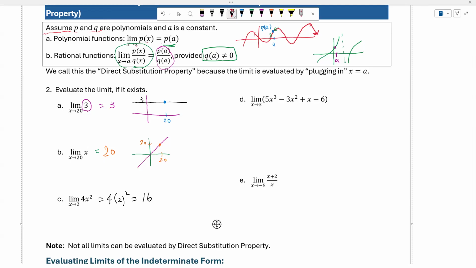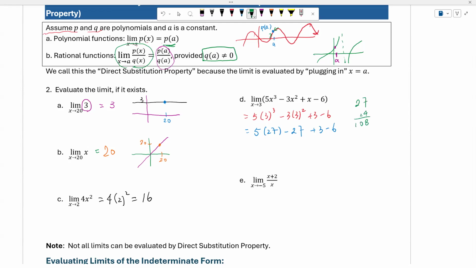And again, this is a polynomial function, so we could use direct substitution. I have 5 times 3 raised to the power 3 minus 3 times 3 squared plus 3 minus 6. Direct substitution. Then I have 5 times 27 minus 27 plus 3 minus 6. Now we have 4 times 27, and then plus 3 minus 6 is negative 3. So in this case, it will be 105.